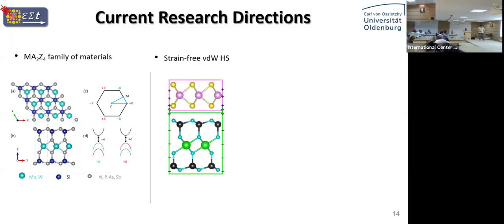And then some of my very first remote interns from India, she was working on this project where we looked for a material that had the lattice constant matched perfectly with the very famous MoS2 in the community. And so essentially what we get here is a van der Waals heterostructure which does not have an intrinsic strain.